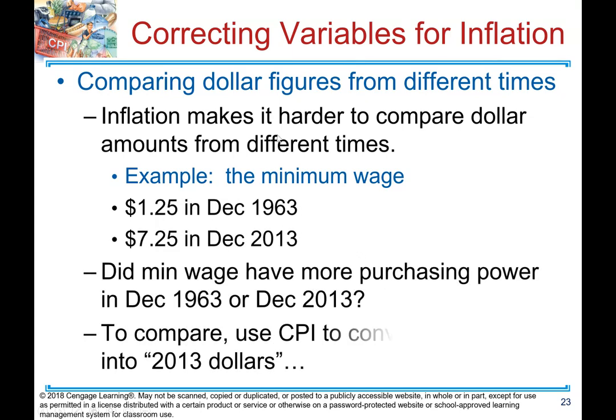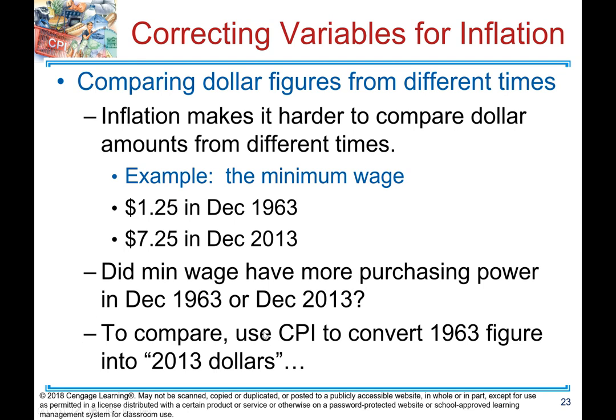Correcting variables for inflation, comparing dollar figures from different times. Inflation makes it harder to compare dollar amounts from different times. For example, minimum wage in 1963 was $1.25 an hour. In 2013, the minimum wage was $7.25 an hour. How do you even compare the two? Did minimum wage have more purchasing power in December 63 or in December 2013?